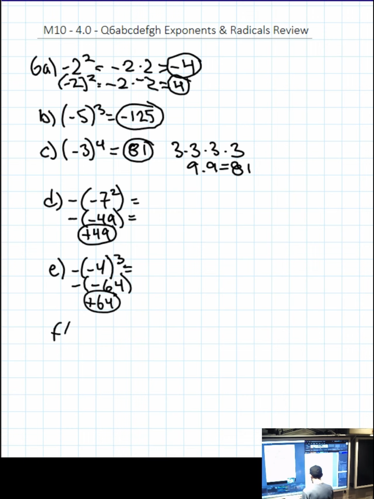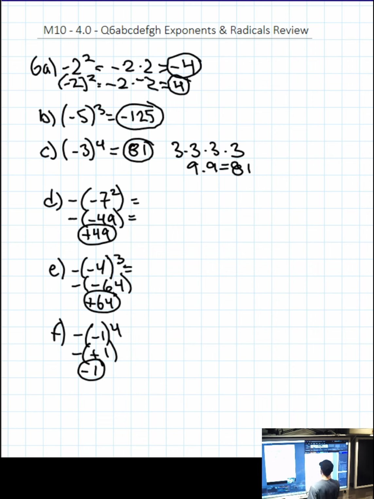Okay, F. We have a negative in front of -1 to the 4, which means we have a negative out in front of the brackets. I'm going to put that first. Negative to the 4 is a positive. 1 to the 4 is 1. Then we have a positive and a negative side by side, which means that's a negative. -1. Circle your answer. Check your answer on the calculator.